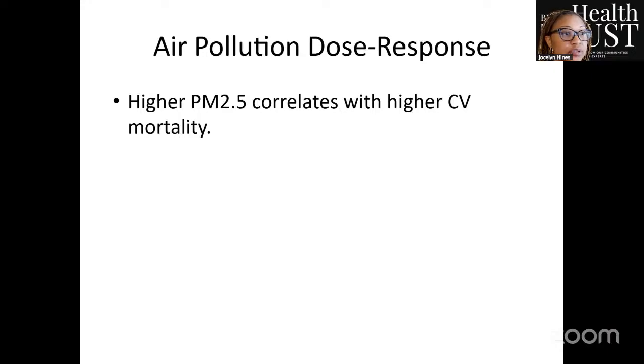The air pollution dose response. So the higher the PM 2.5 correlates with a higher cardiovascular mortality. Take the next slide if you would.